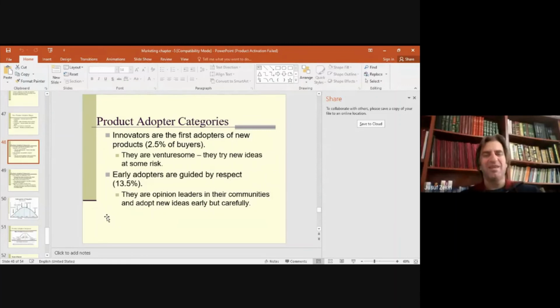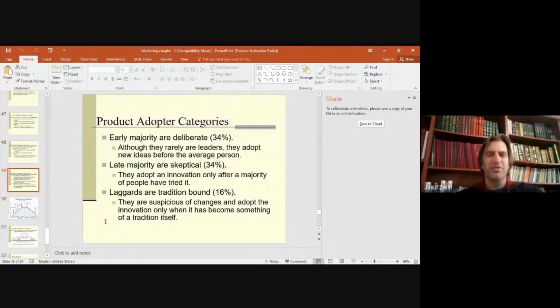And then we have early adopters, 13.5%, and they are opinion leaders in their communities. They have influence in their communities. They are open to new ideas. And then we have the early majority, about 34% of consumers. They adopt new ideas, new products before the average person.